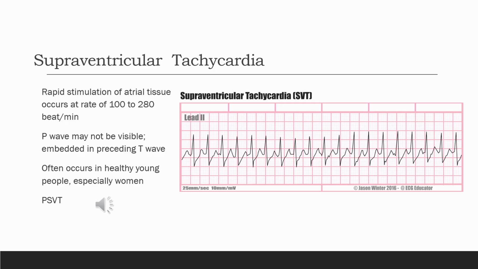SVT is usually caused by a re-entry mechanism. This means that an electrical impulse gets caught in a loop within the atrial conduction pathways, which repeatedly re-stimulates the atria at a very rapid rate. This rapid atrial stimulation results in the ventricles having to contract too quickly. Because the ventricles are contracting too quickly, this reduces the amount of time the ventricles can relax and fill. Therefore, it's going to reduce cardiac output. And this is why patients often become very symptomatic with supraventricular tachycardia.